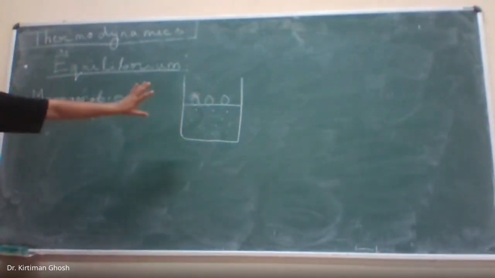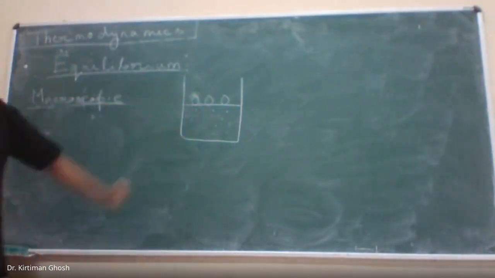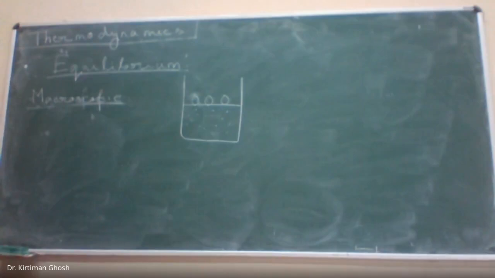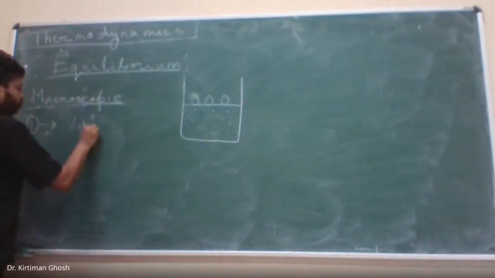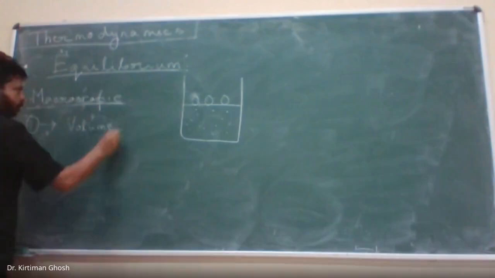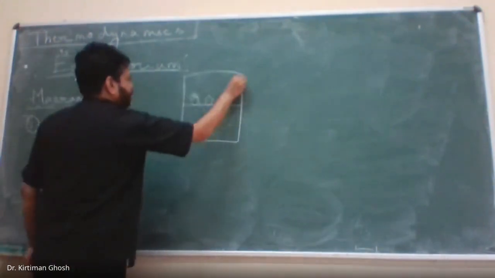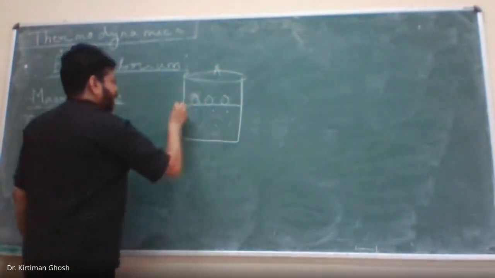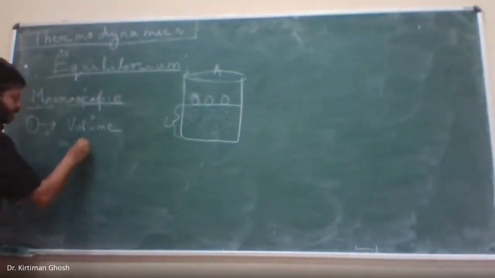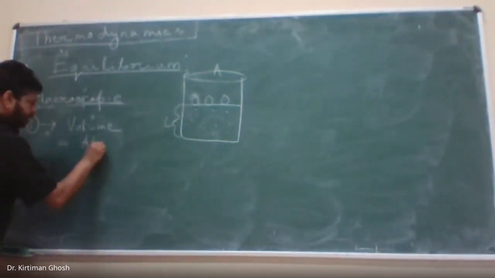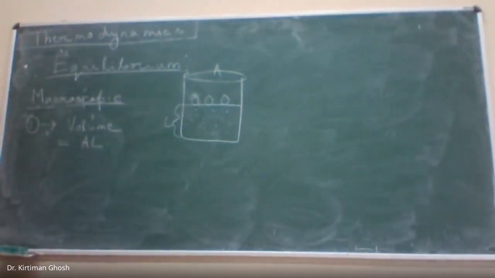So let us assume that I have only one particular gas inside the cylinder, so composition doesn't arise. Number 2 will be, what is the volume? Let us assume that the area of this cylinder is A and this length is L. So simply you can write down this is A times L. So this is the volume.